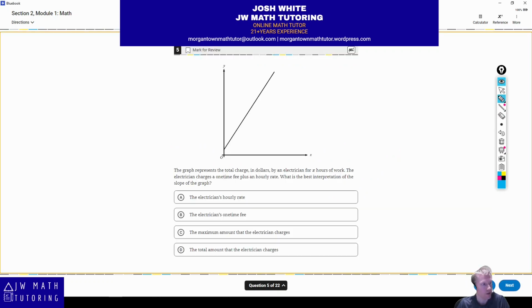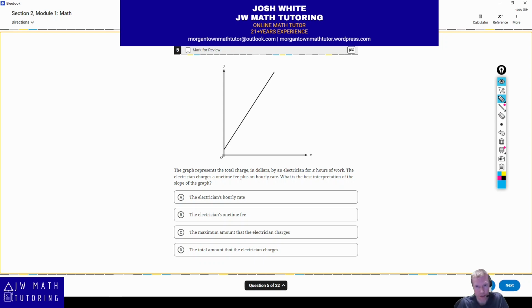All right, now here we have the next problem, number 5. Basically a situation where you have a line that's graphed out. This represents how much an electrician charges, y, which is the y value, for x hours of work. So he works this many hours. This is what he charges. That's what each point on this line represents. Okay, and it also tells us he charges a one-time fee plus an hourly rate.